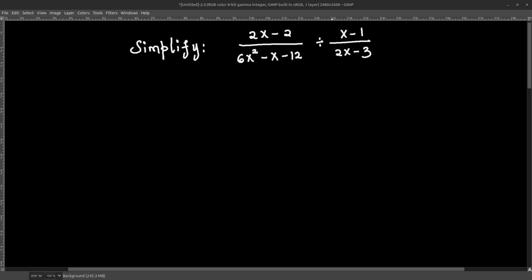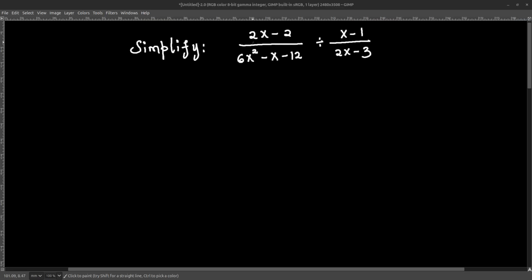In this problem, we are asked to simplify this expression. The expression is (2x minus 2) over (6x squared minus x minus 12), divided by (x minus 1) over (2x minus 3). So we'll start simple.